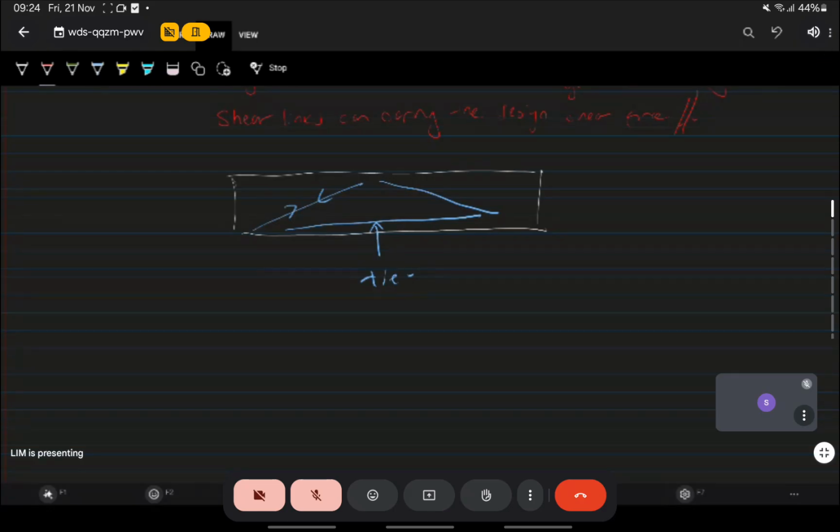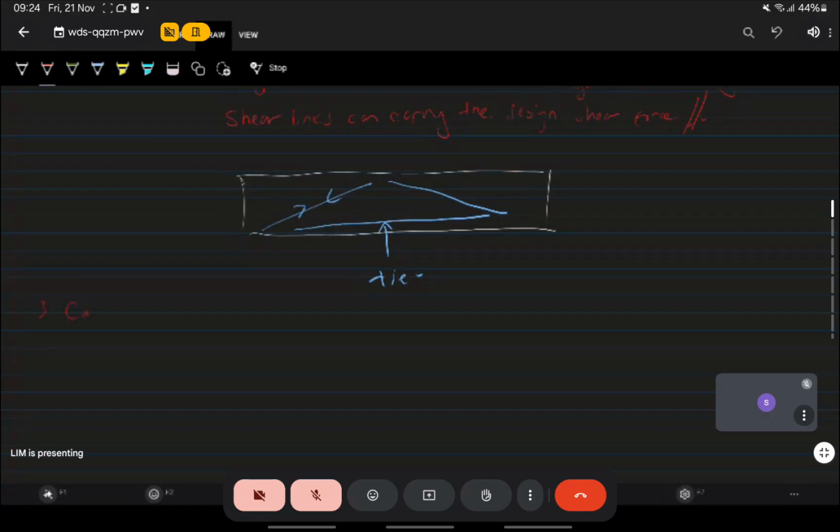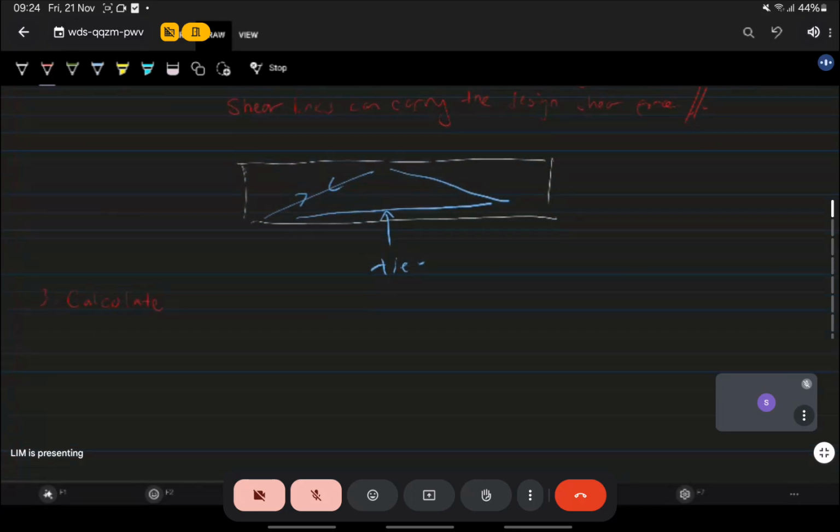So we also need to calculate the additional tensile force in the tension steel at the tie location.